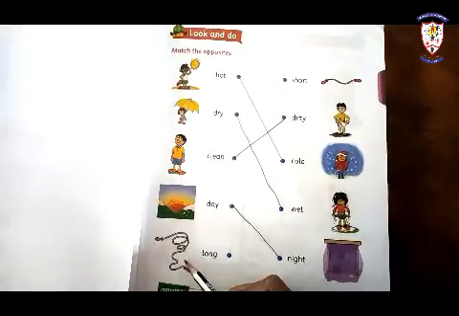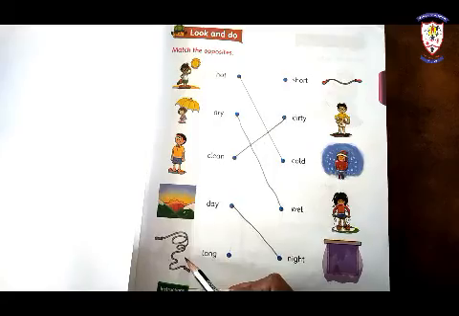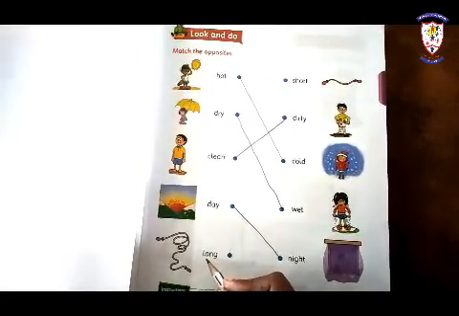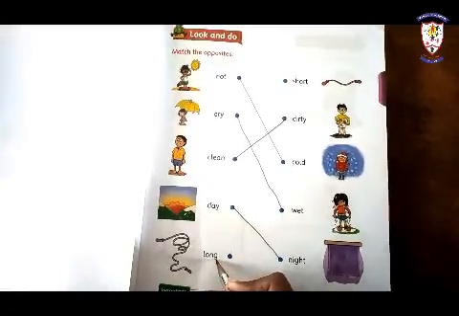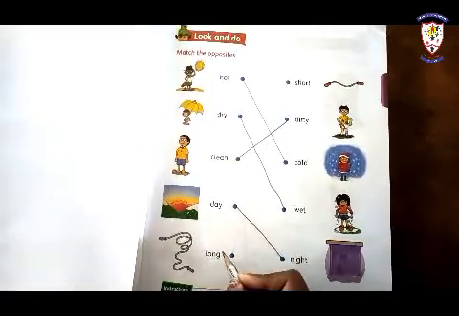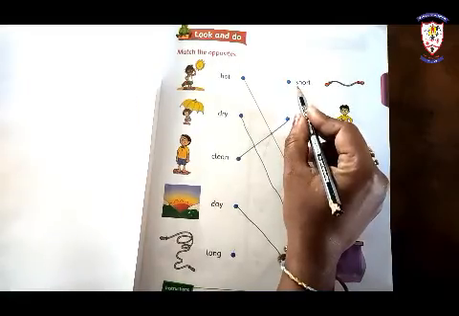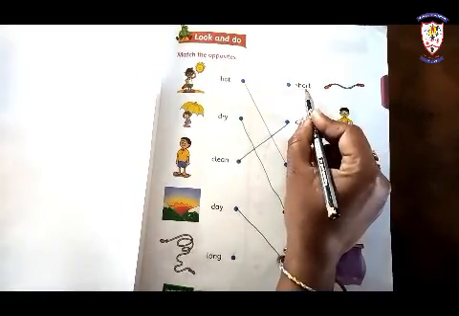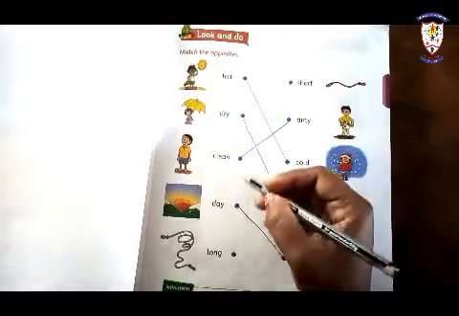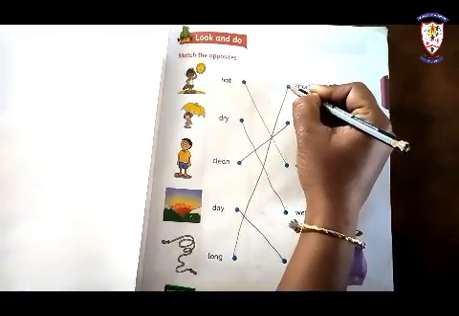Now look at the last picture. This picture is a rope. The rope is long. L O N G, long. So what is the opposite of long? Yes, short. Where is it written? Here. S H O R T, short. This rope is short. So long, short. Understand?